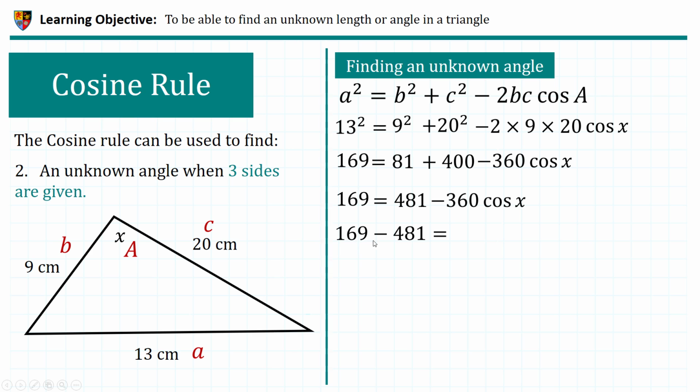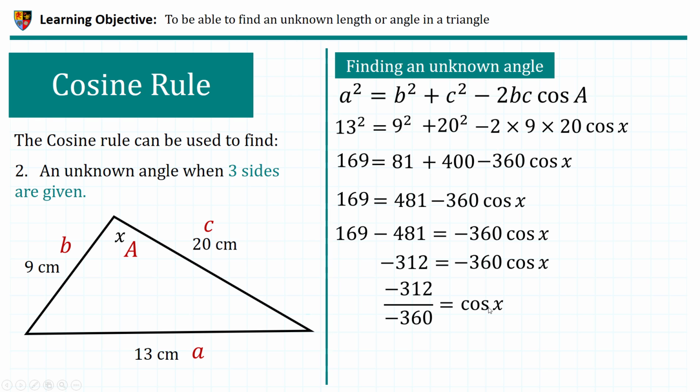And that means 169 take away 481. Just for clarity, the 481 came from 81 plus 400 is 481. Now we're taking 481 from both sides, so we get 169 take away 481 on the left, and that's going to be equal to minus 360 cos x. So you see we're getting closer and closer to x, yeah? The number of terms is just reducing, isn't it? 169 take away 481 is minus 312. So minus 312 is equal to minus 360 cos x.